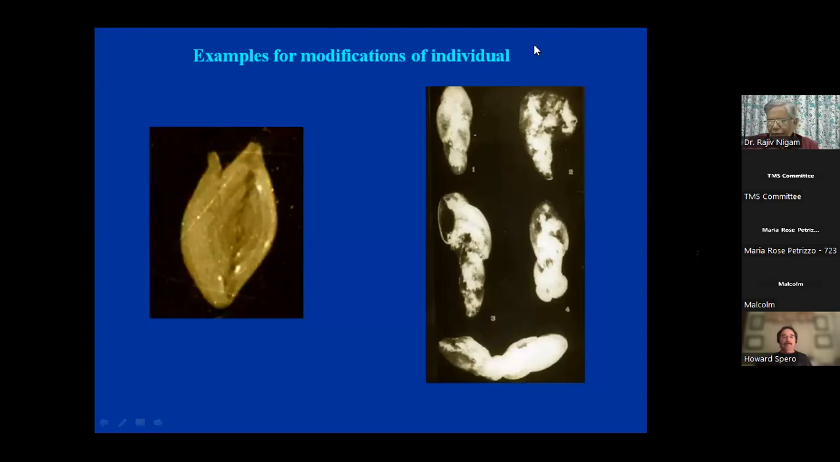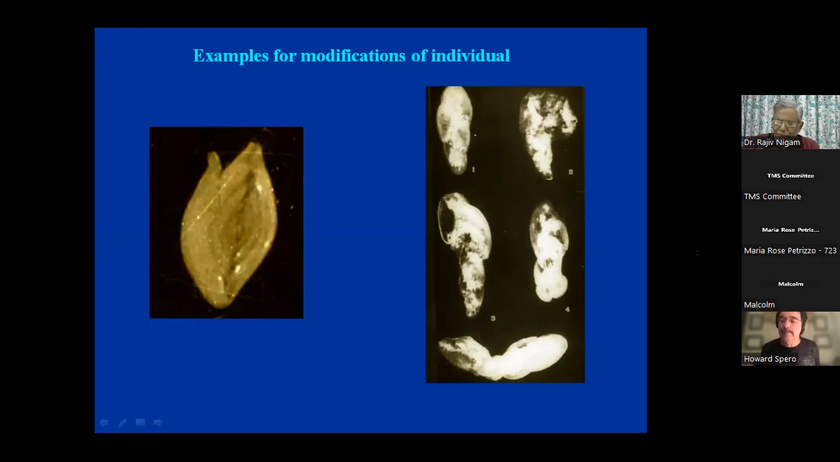The individuals get affected. See, this is Spiroloculina, which developed two mouths. This is Virgulina, which developed abnormal growth. All the specimens, this is a normal specimen, and these are all abnormal specimens.